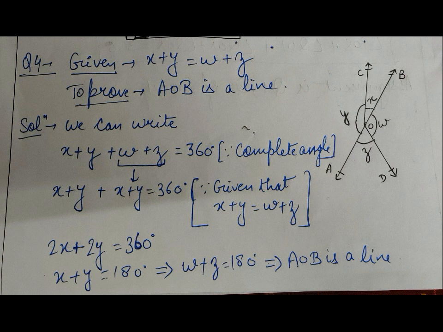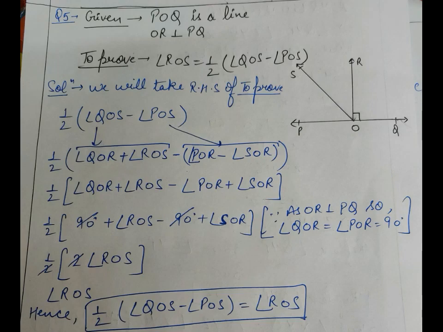So what we will get is x plus y plus x plus y is equal to 360, and then in the next step we can write it as 2x plus 2y is equal to 360, and then in the next step x plus y is equal to 180 degrees. This implies that w plus z will also be 180 degrees. Now we can say that AOB is a line. Then come to the next question, that is question number 5.